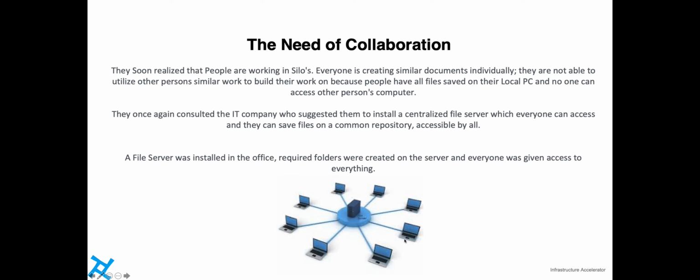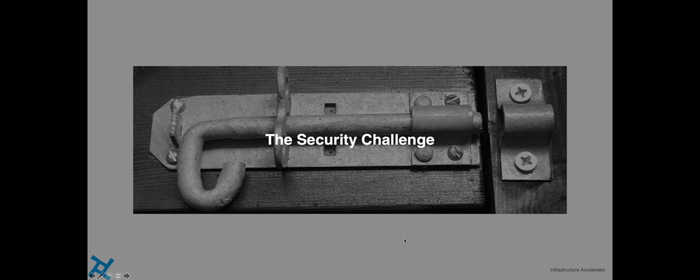It's just a server on which you create certain shares, and people can access these folders from their computer via a map drive. So they set up a common file server, and all these computers were accessing the data on this file server via the map drives, and they were able to save their data. This way, people were able to collaborate on data between themselves.